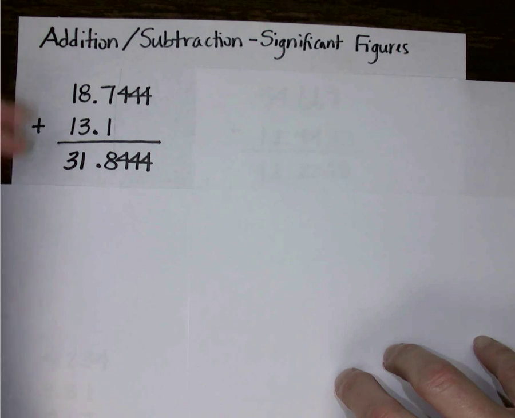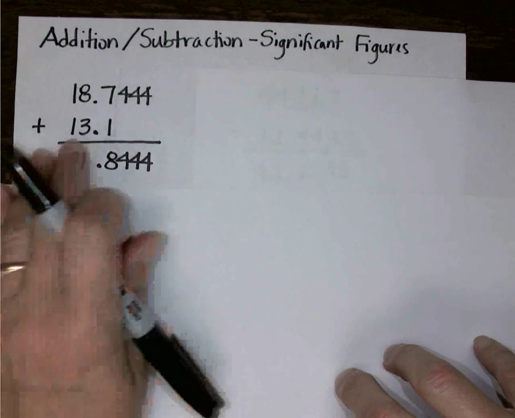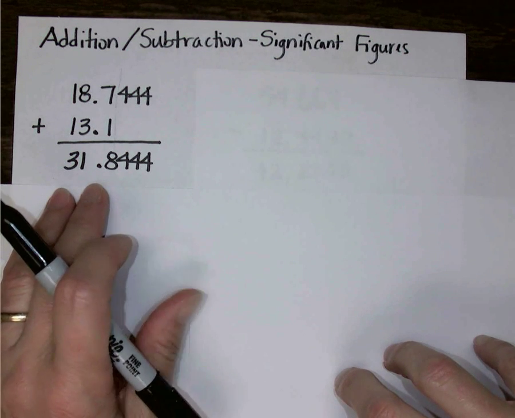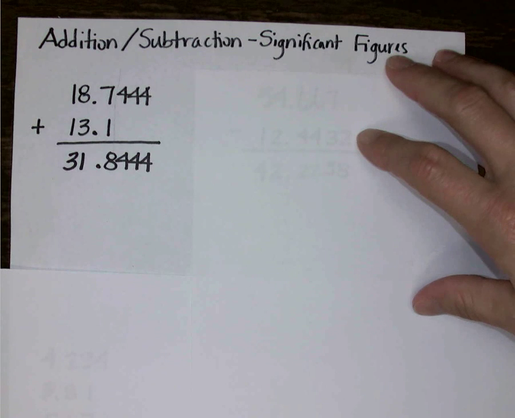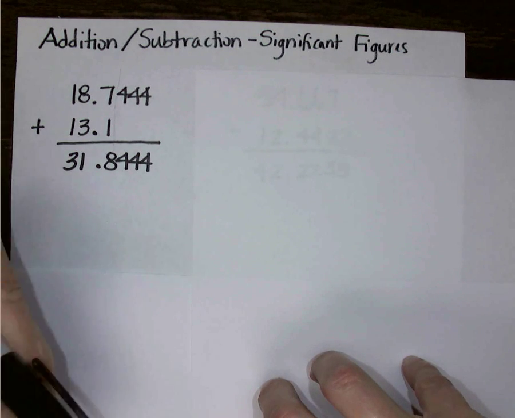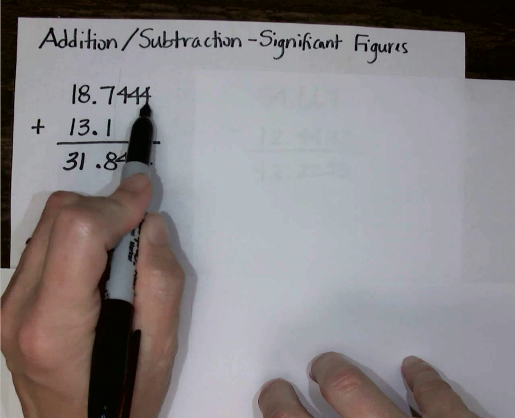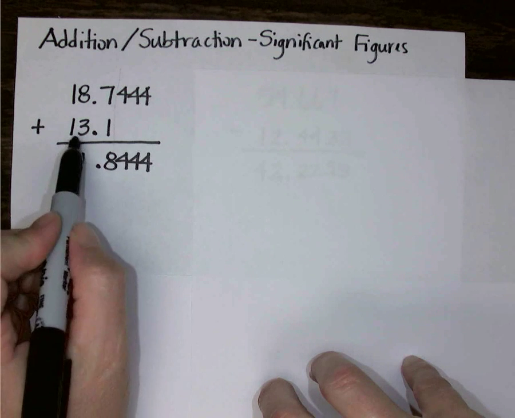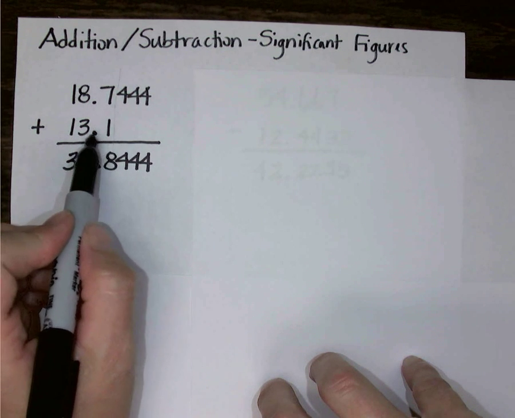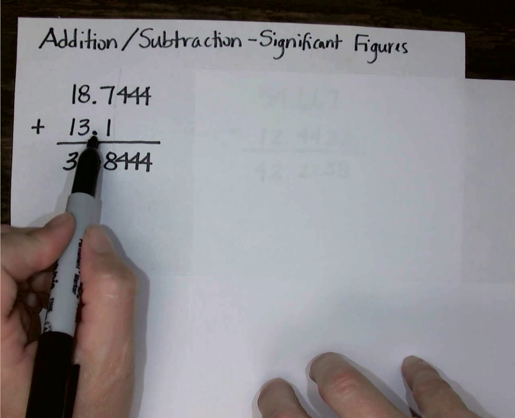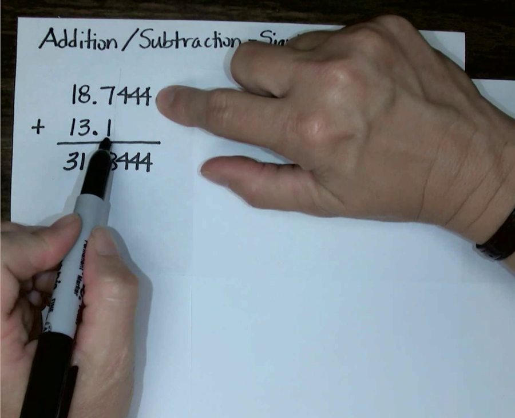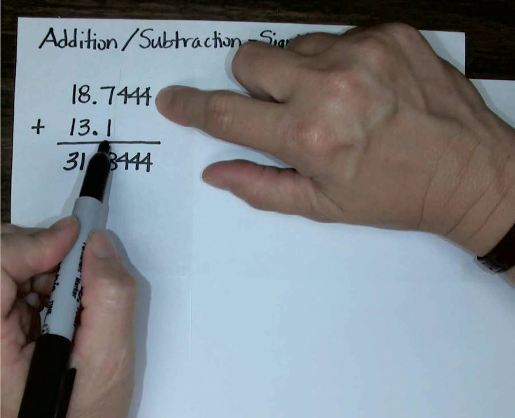So if you add these two numbers, 13.7444 and 13.1, this is the answer that your calculator will give you. However, you need to record your answer using the correct number of significant digits. Now, if you look at 18.7444, that number is precise all the way to the 10,000th place. But if you look at 13.1, it is precise only to the 10th place. The 10th place is less precise than the 10,000th place. So we need to round our answer to the 10th place.